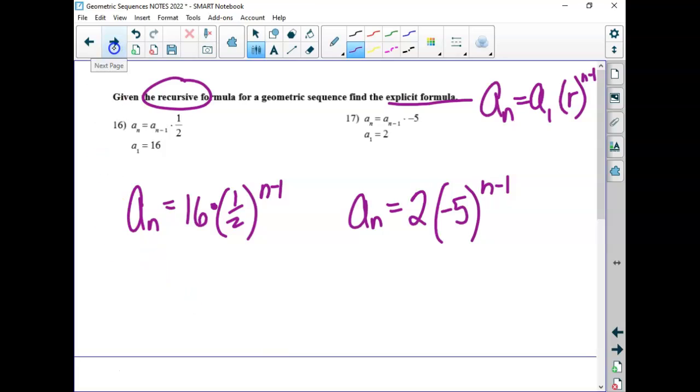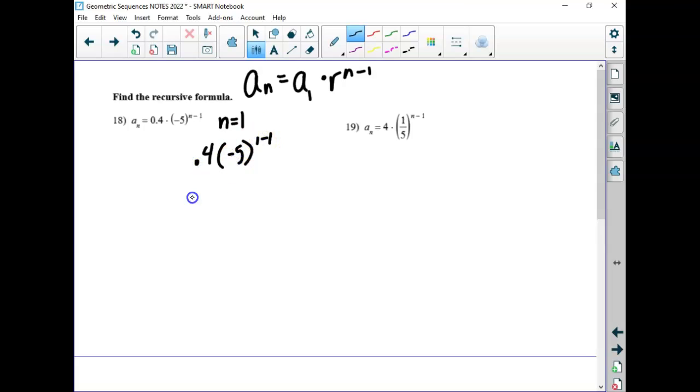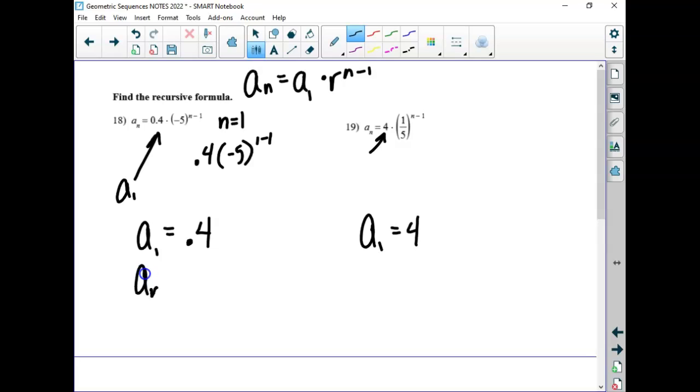All right, unfortunately now we have to start doing some work, I think, or soon. Rather than just switching formulas. Oh, maybe not yet. If you know the recursive, can you pick out the first term out of this formula? We could put in n equals 1 to get the first term. It would be 0.4 times negative 5 to the 1 minus 1, which is 0, so you get 0.4. But it is also just that term. So we need to write down the first term is 0.4. What's the first term on this one, guys? 4, because it's this guy right here. And then we write a sub n equals.